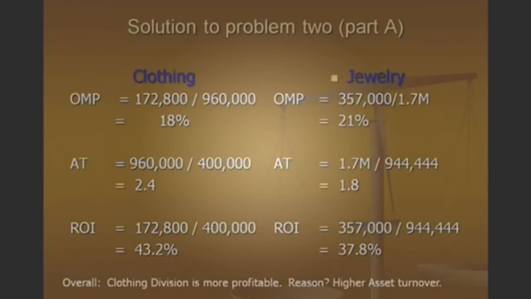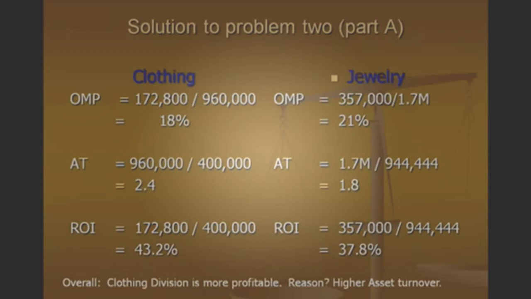Are you done? Here's the solution. For clothing, the operating margin percentage is 18%, and for jewelry, it's 21%. What does the 18% and the 21% mean? It means that for clothing, for every dollar of sale, the division gets to keep 18 cents. For jewelry, it means for every dollar of sale, the division gets to keep 21 cents.